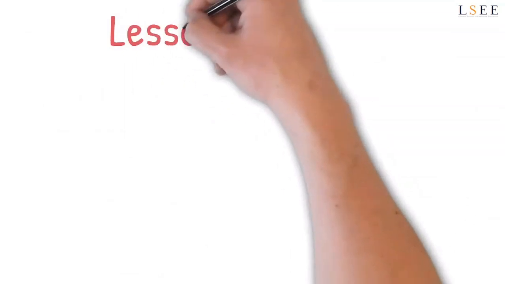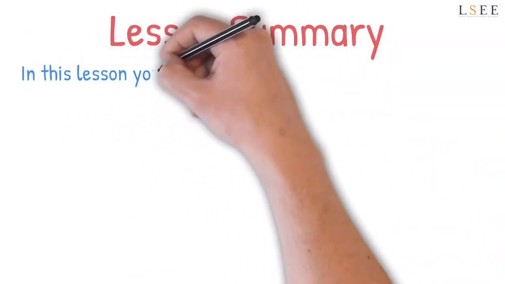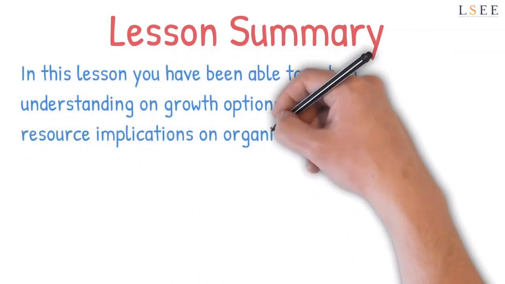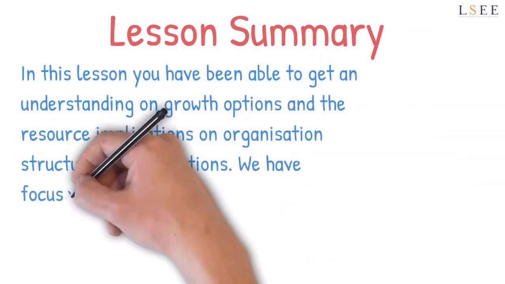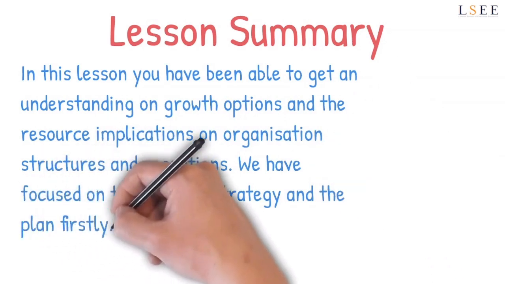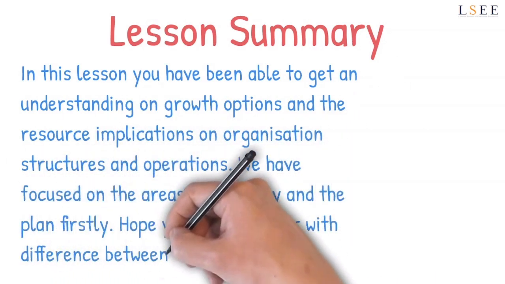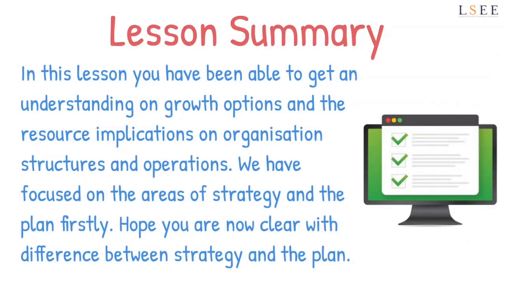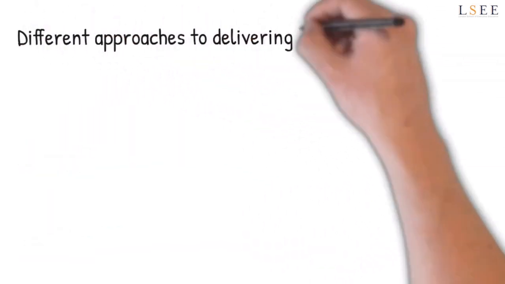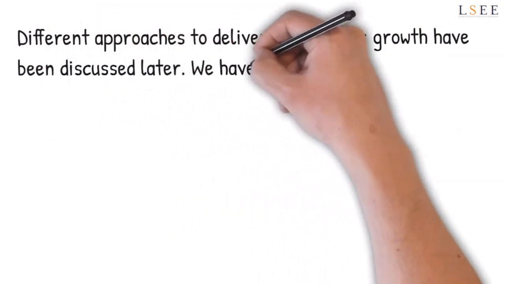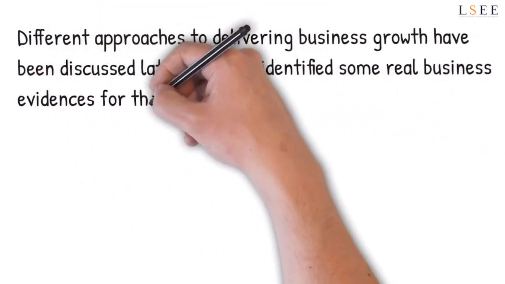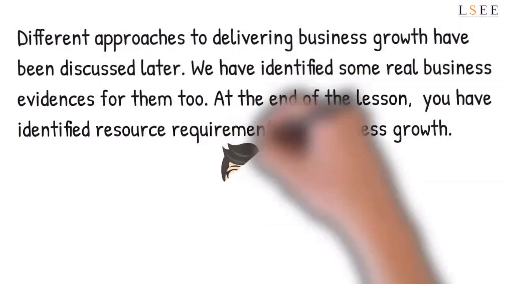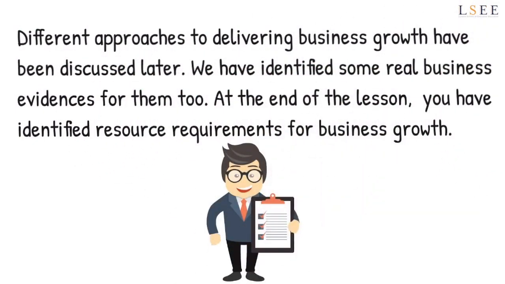Lesson summary. In this lesson you have been able to get an understanding of growth options and the resource implications on organization structures and operations. We have focused on the areas of strategy and the plan firstly. Hope you are now clear with the difference between strategy and the plan. Different approaches to delivering business growth have been discussed later. We have identified some real business evidences for them too. At the end of the lesson, you have identified resource requirements for business growth.